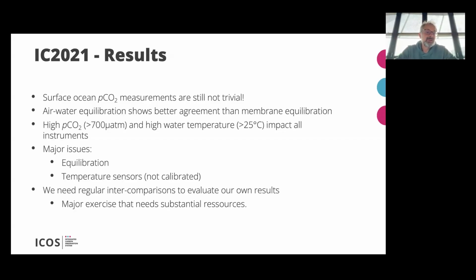It might also show the need for regular intercomparisons to evaluate what we have in the community and what new developments brought. I don't want to say, but it needs to be kept in mind that this was a major exercise and it needs substantial resources to run it in that shape.